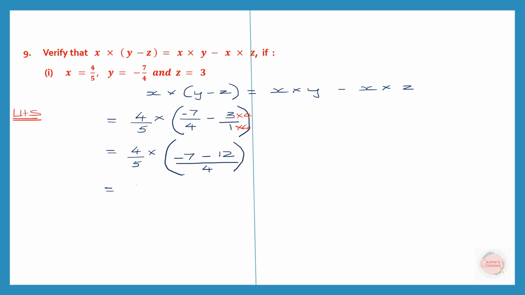Let's continue. This is 4 by 5 into minus 7 minus 12. The signs are the same, so we put the same sign and we add. 7 plus 12 is 19. So we have minus 19 and in the denominator we have 4. Now let's cancel. We can cancel 4 and 4. So what do we have left now? In the numerator minus 19, in the denominator 5. So this is what we got on the left hand side.